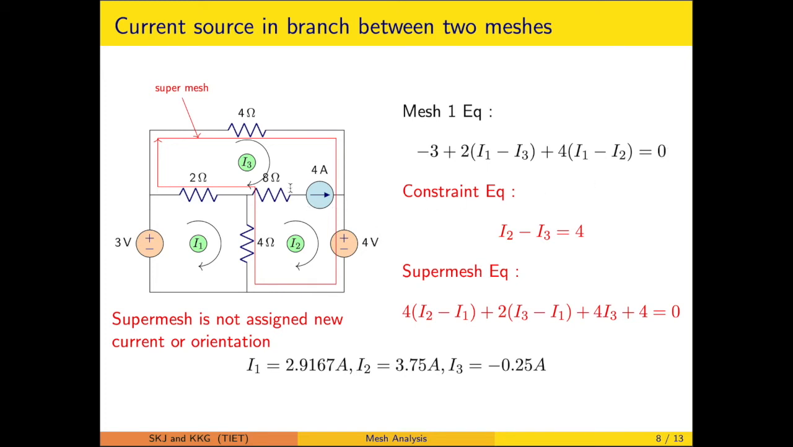Constraint equation: I2 minus I3 is equal to 4. And the supermesh equation, let's say I am starting with this: 4 of (I2 minus I1) plus 2 I3 minus I1 plus 4 I3, then it is coming out to be plus 4 volt. So this particular source is experiencing a voltage drop, and we will be solving only for the limited number of variables I1, I2 and I3, and that can easily be solved likewise.